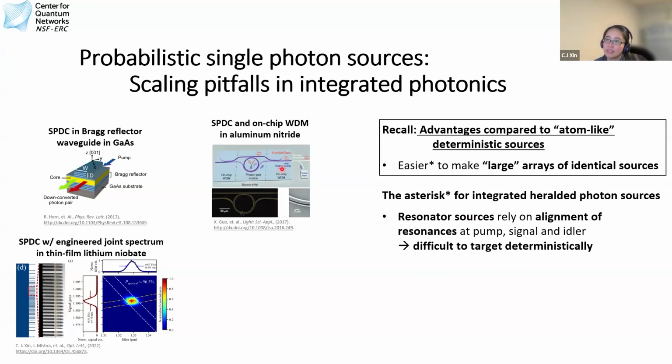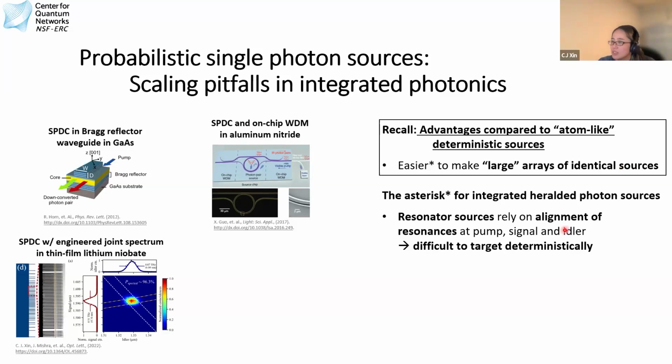Usually for SPDC, you have one wavelength that's really, really far away. And the one that's preferentially generated or enhanced is usually the one where the pump, signal, and idler all three align properly. And it's really hard because of material dispersion to make doubly resonant resonators deterministically. Also, where exactly your resonance line is depends a lot on the exact dimensions of your resonator.